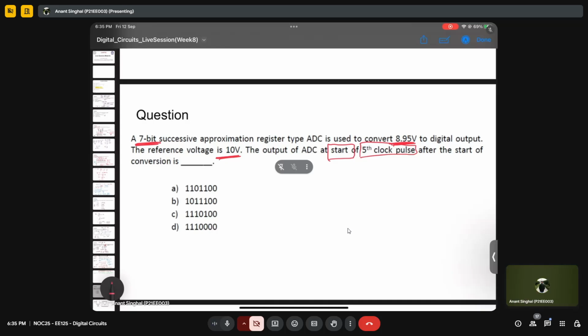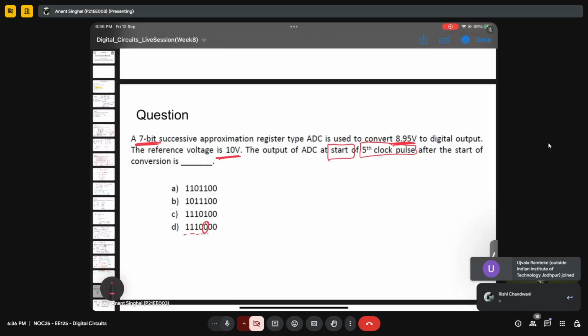Okay, so I've got one answer, it is D. So I'd like to give you a hint that it says at the start of fifth clock. That means you need to process the fifth clock also. I mean, not process, but you need to make that bit 1 also. By seeing that only, I can see that option D cannot be the answer, because if it would have been the answer, then the fifth bit, that is 1, 2, 3, 4, 5, should have been 1.